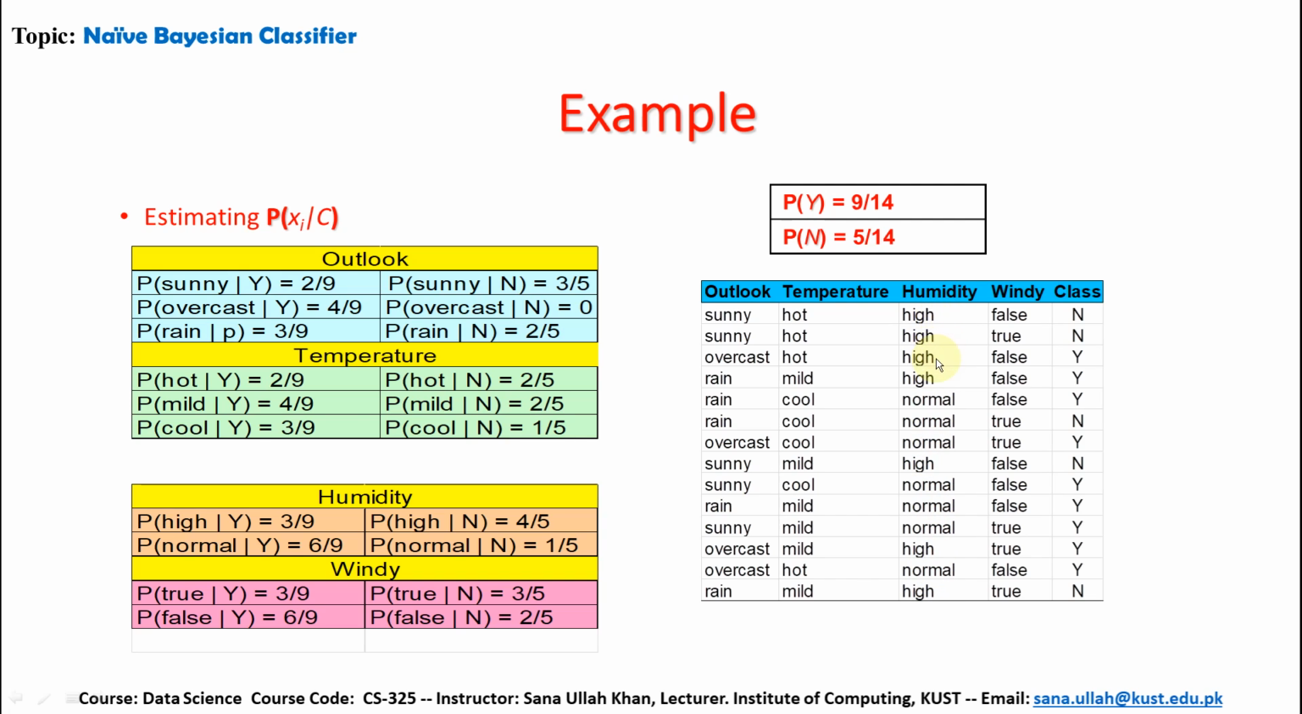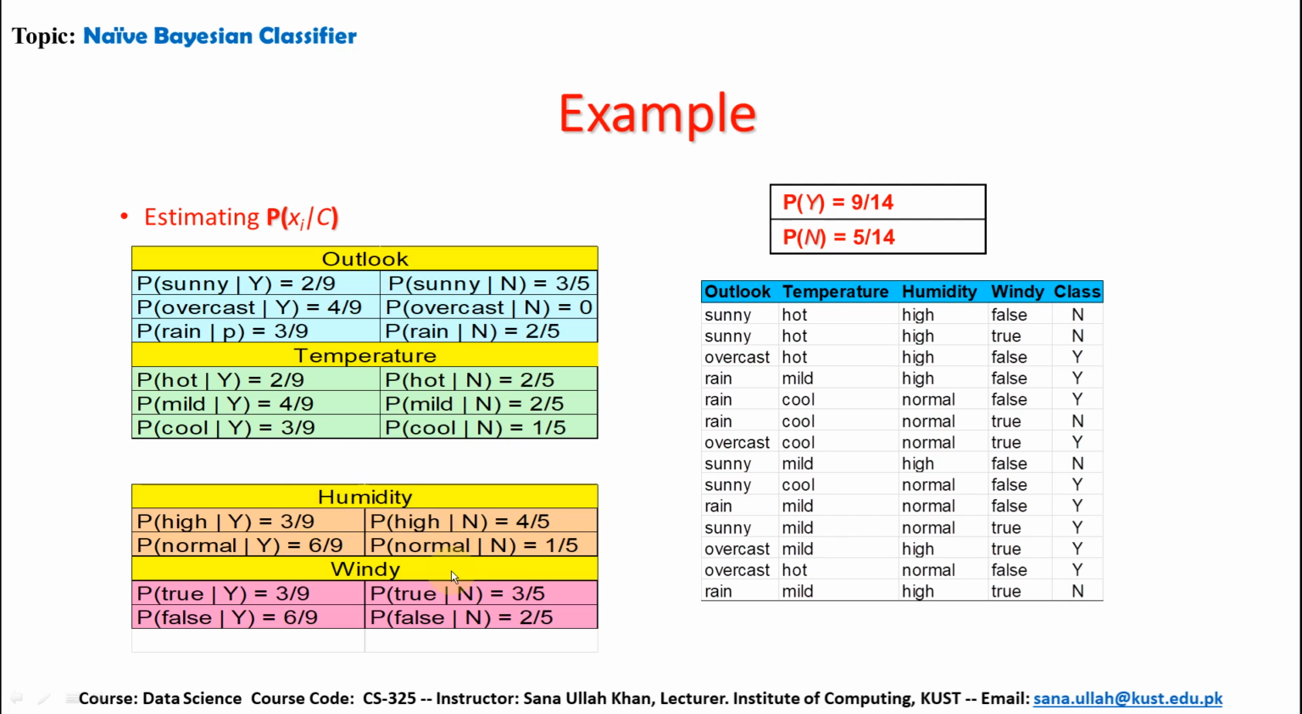So with y, 1, 2, 3. So 3. Probability of cool with y is 3 by 9. So with n is also 4 by 9 because total is 7. Probability of normal: 1, 2, 3, 4, 5, 6, 7. So with y, 1, 2, 3, 4, 5 and 6.